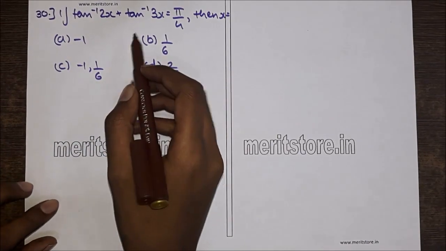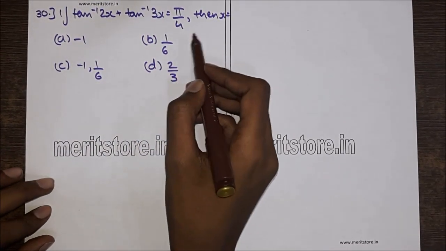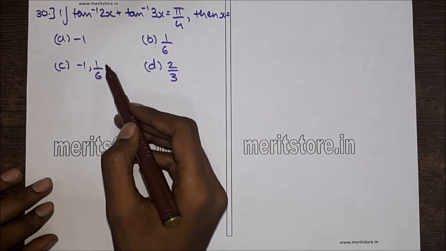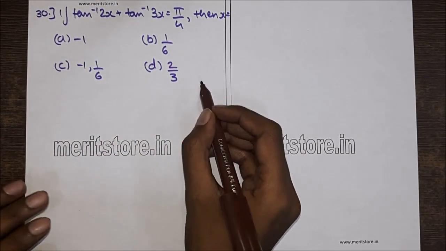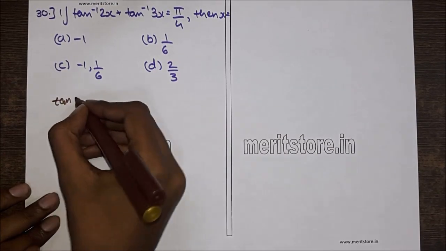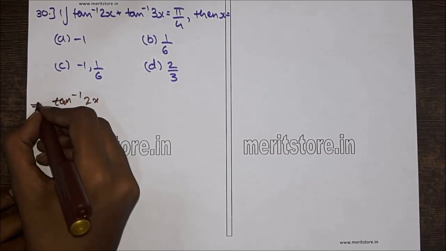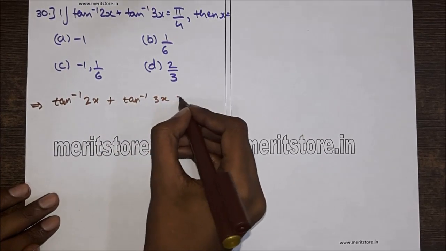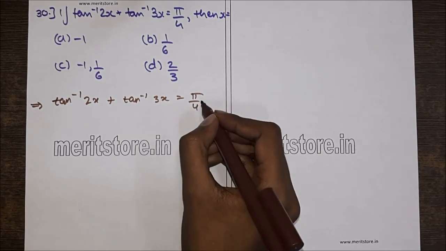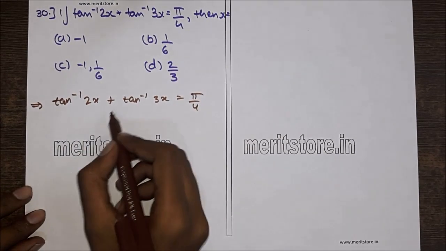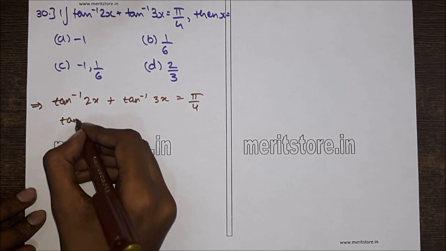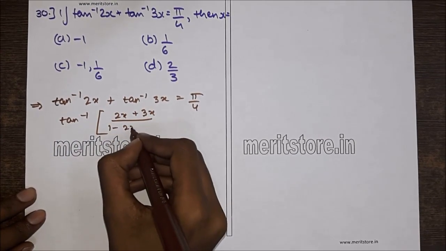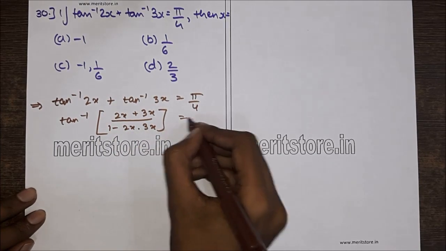If tan inverse of 2x plus tan inverse of 3x is pi by 4, then the value of x is: minus 1, 1 by 6, minus 1 comma 1 by 6, or 2 by 3. So first we rewrite the equation: tan inverse of 2x plus tan inverse of 3x is equal to pi by 4. We apply the formula tan inverse of A plus tan inverse of B. We get tan inverse of (2x plus 3x) upon (1 minus 2x into 3x). This is equal to pi by 4.